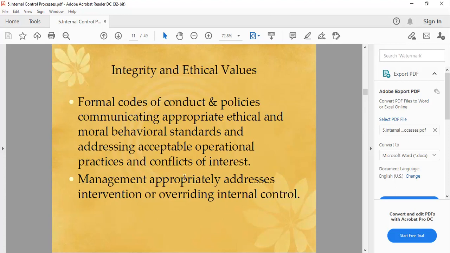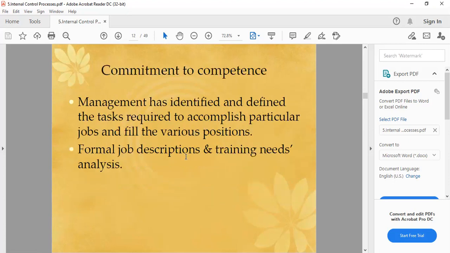Then management appropriately addresses intervention. So management will be getting into certain items or overriding internal control, especially management by exception, wherein the situation requires management to explain or take action about certain things. Then commitment to competence. Here we're talking about management and those people in the organization being qualified with respect to their particular jobs, understanding what they're doing and taking actions about such. So we have the formal job descriptions and then training for the needs of the employees.